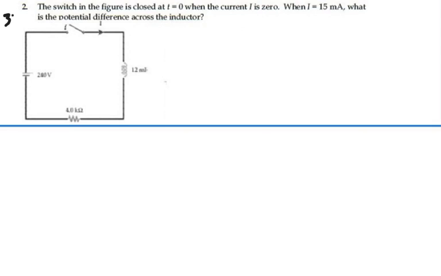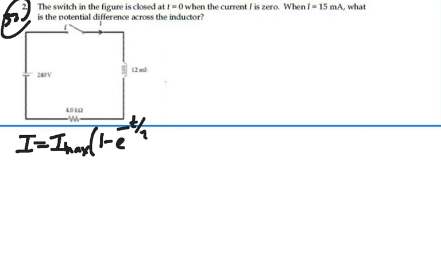Here's problem 32.2. The switch in the figure is closed at t equals 0 when the current I is 0. When I is 15 milliamps, what's the potential difference across the inductor?